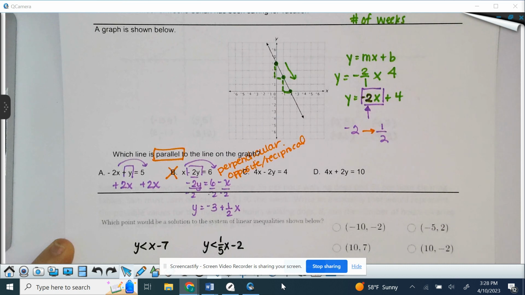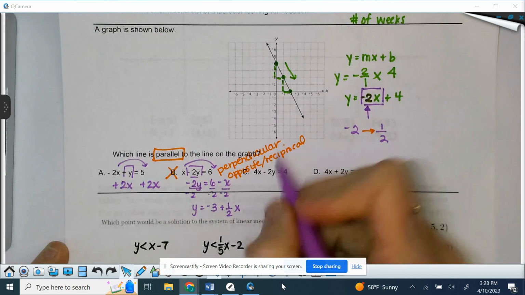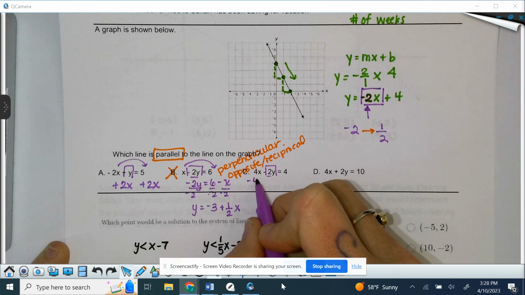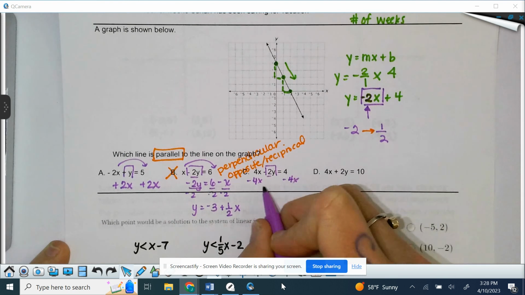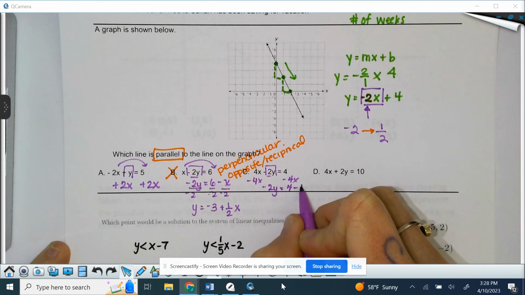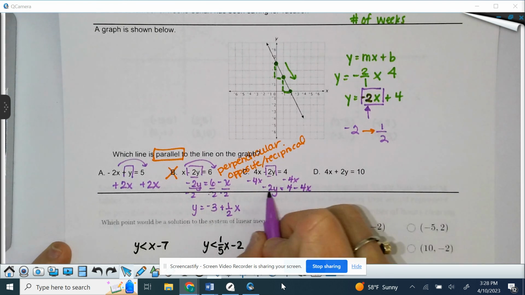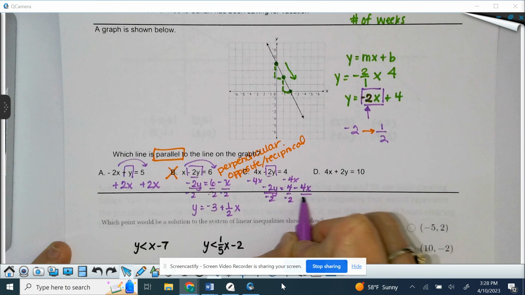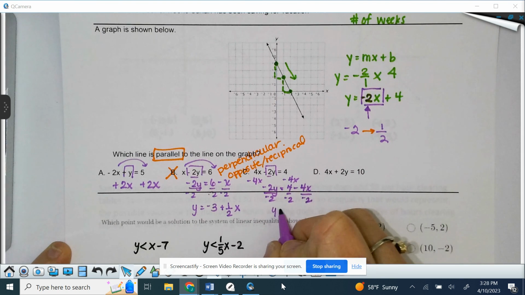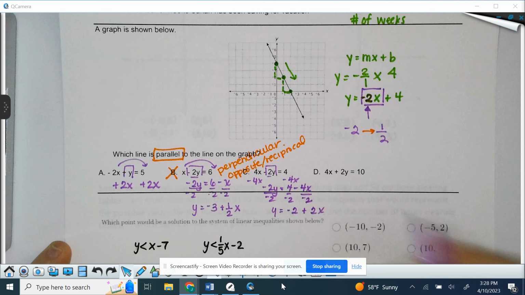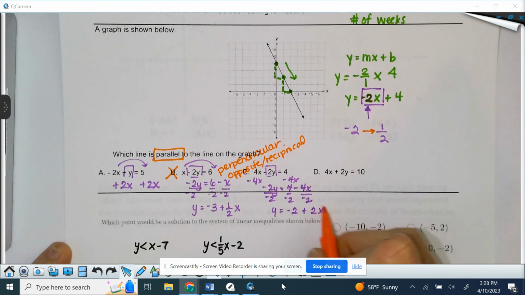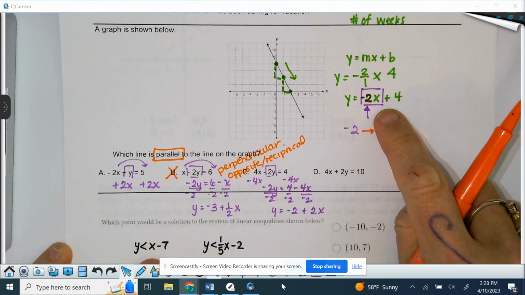Looking at C, we're going to move that 4x over. We're going to subtract 4x from both sides. So I end up with negative 2y equals 4 minus 4x. We need to get the 2 off the y, so we're going to divide by negative 2. And y equals negative 2 plus 2x. Plus 2x.